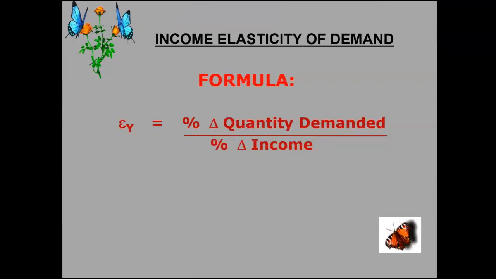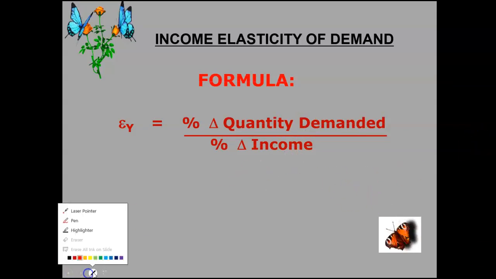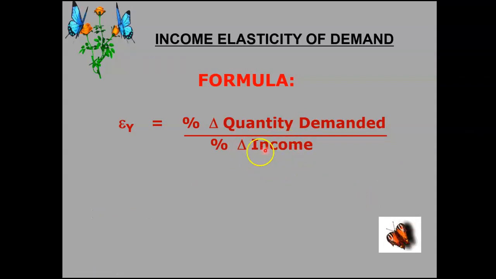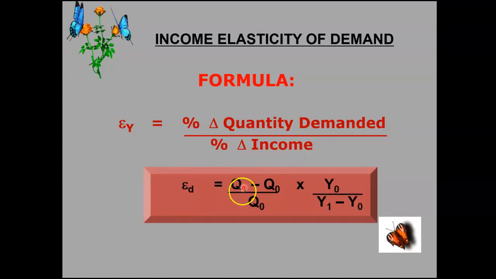Okay, so formula dia sama juga macam price elasticity of demand tadi. Cuma yang kat bawah ni kita tengok dia ada income. Tadi changes in price, ni changes in income. So formula will be the same. Istilah yang ni adalah EY. EY is equal to Q, kuantiti baru tolak kuantiti lama bahagi kuantiti lama, darab dengan income lama bahagi dengan income baru tolak income lama.